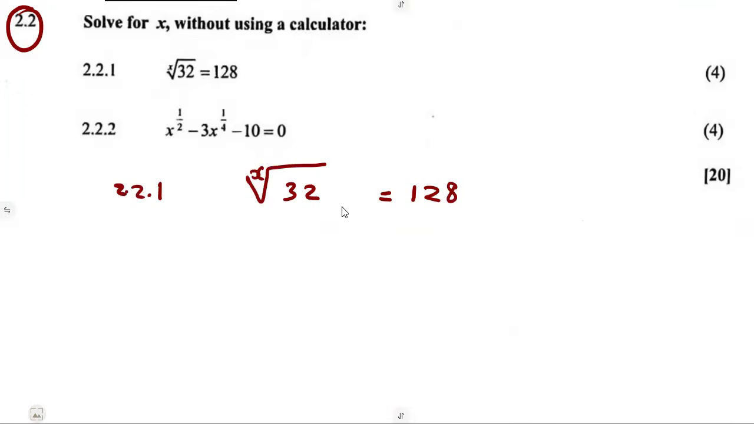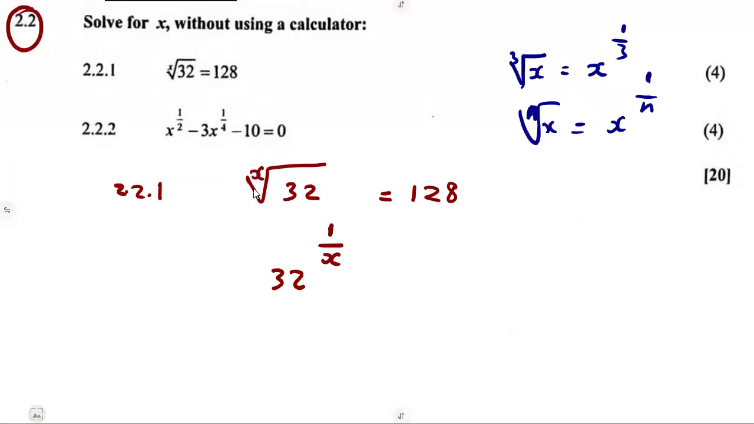We do understand that, let's say we're given the cube root of x. We know this is x raised to the exponent of a third. The nth root of x is x raised to the exponent of 1 over n. So the number inside of the root can be taken to be a fraction 1 over that number. So same as this x that we are given, it can be written as 32 exponent 1 over x, which is equal to 128.